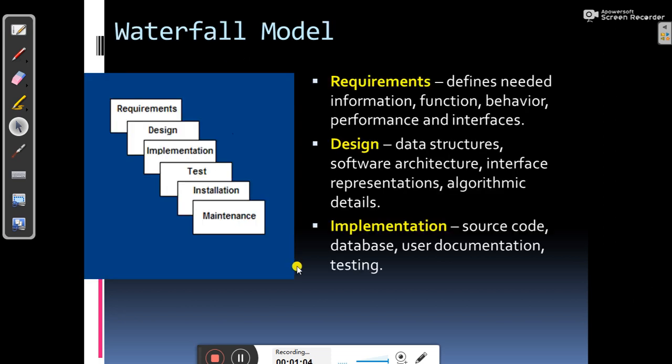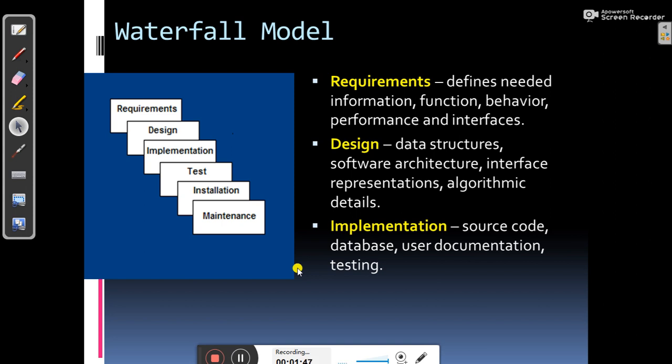So the first example of a model is the waterfall model. Here you can see the steps or phases come like a waterfall procedure. Requirements will be first. The requirements phase defines the need, information, function, behavior, performance, and interfaces. At the design phase, data structure, software architecture, interface, representations, and algorithmic details are put down.